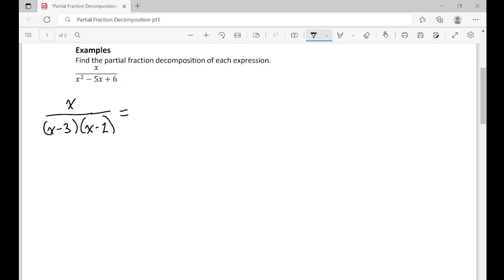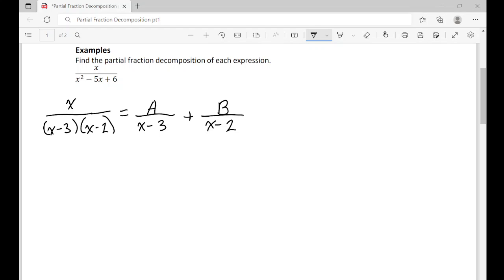And here, since I have two factors, I'm going to end up with two fractions, one with the denominator of x minus 3 and the other with the denominator of x minus 2. Now, since both of these factors are linear, meaning x to the first power, both of these terms up here are going to be constant terms. So I'm going to say some term a and some constant term b. What are they? Don't know, but I will find out.